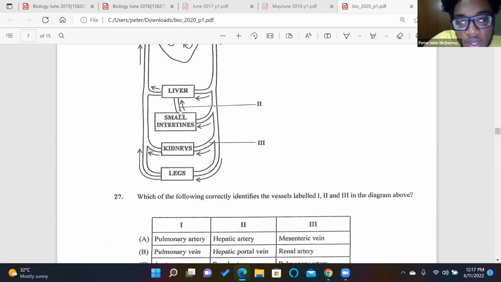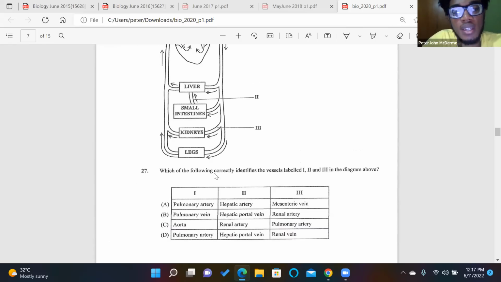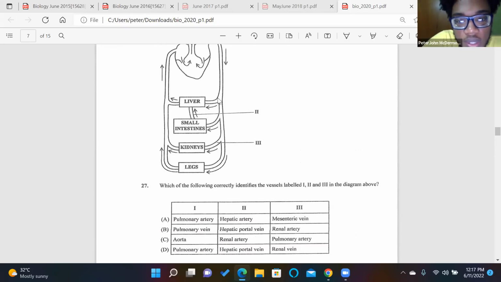So that's what we're looking at here. The hepatic portal vein. You have other portal systems in your body, but this is the main one. This is a pretty important one. So let's look at it. For one, we said we're the pulmonary artery, right? So what are we for two?